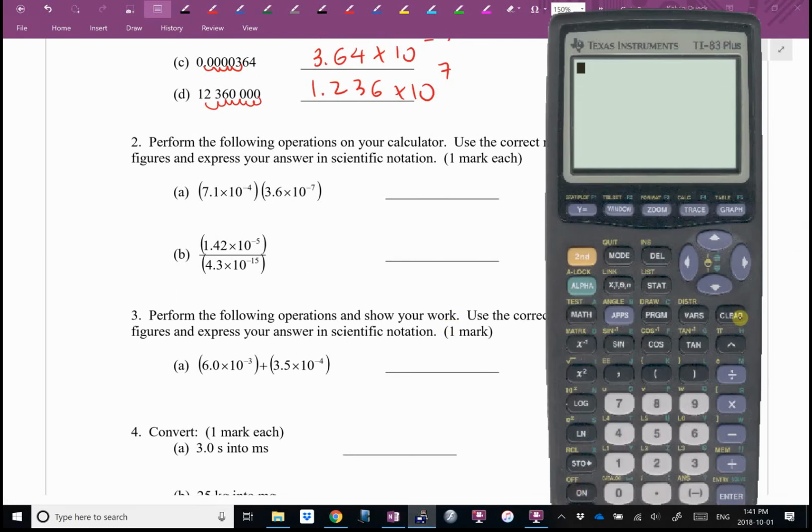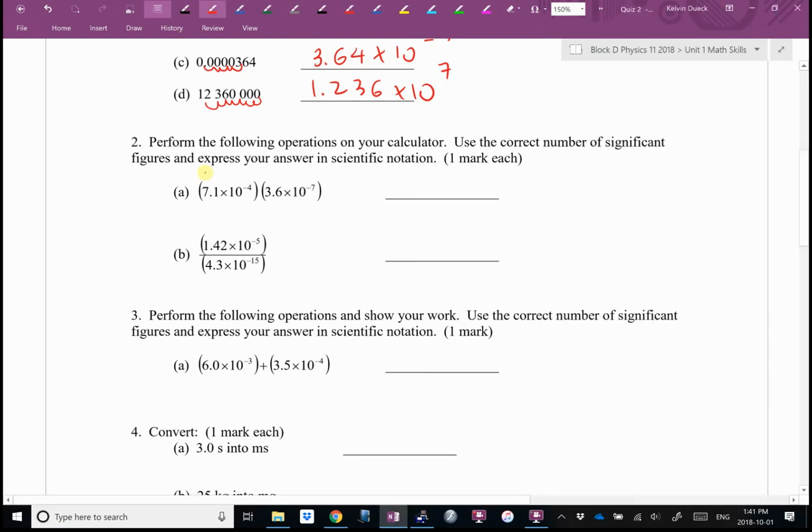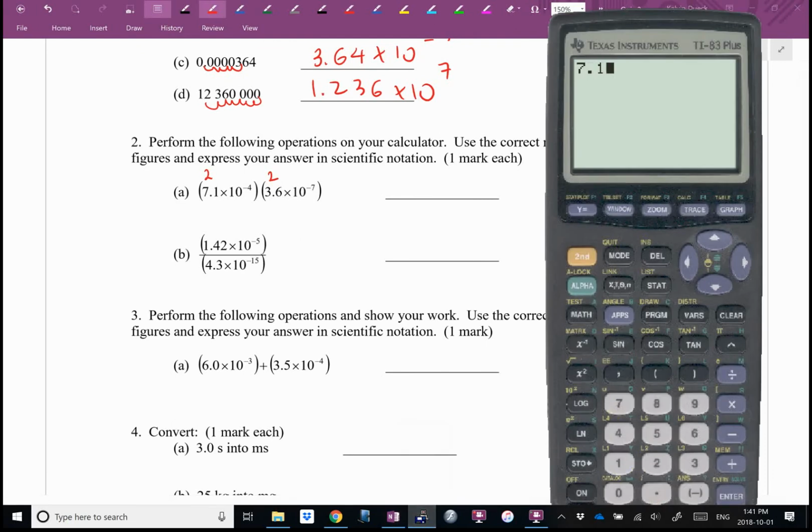Perform the following operations. Now, there are 2 Sig Fig rules. One for multiplying, dividing, a little easier. One for adding and subtracting, a little trickier. Multiplying and dividing, I count 2 Sig Figs, 2 Sig Figs. I'm going to go to 2 Sig Figs. I don't round off on my calculator. I got 2.556. I know that E on my calculator is an abbreviation for times 10 to the negative 10.